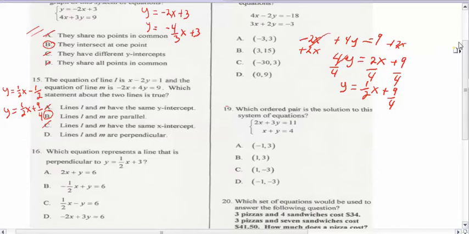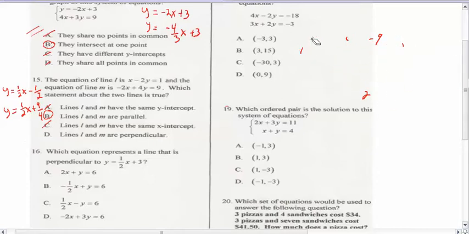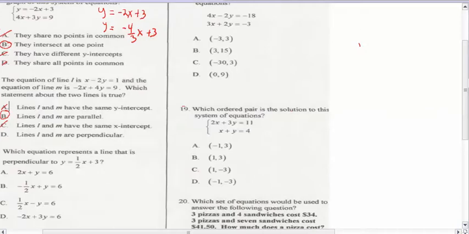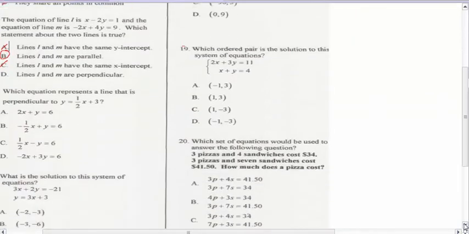All right, I'm going to erase my work over here. Okay, number 16. Again, these last few are requiring a little bit more work.